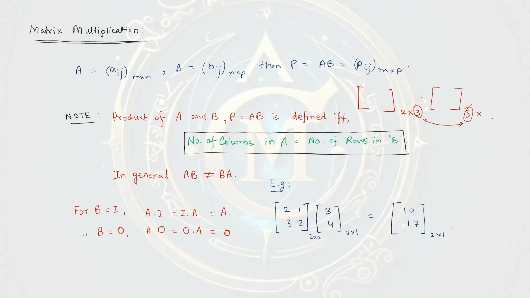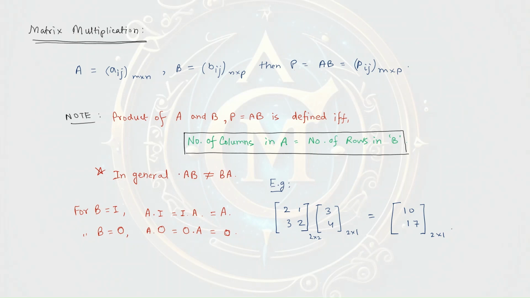That means you can take anything here, like 1, 2 or 3 or 4 or any other number, but here you have to have the number 3. So this is the thing you have to keep in mind. Now this point is very much important, that in general the product AB is not equal to the product BA. So order always matters in the product of two matrices.